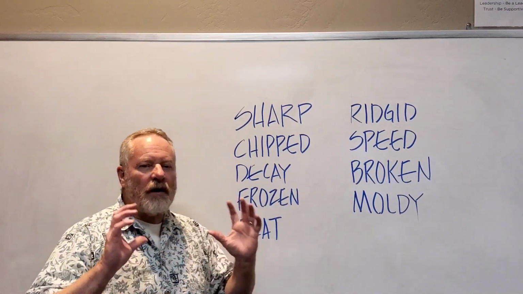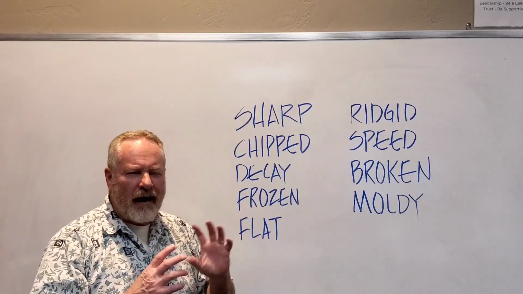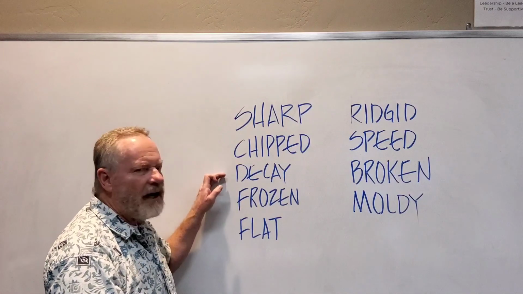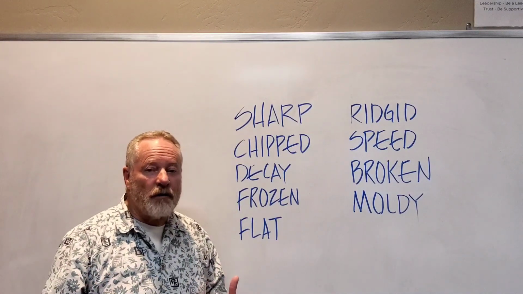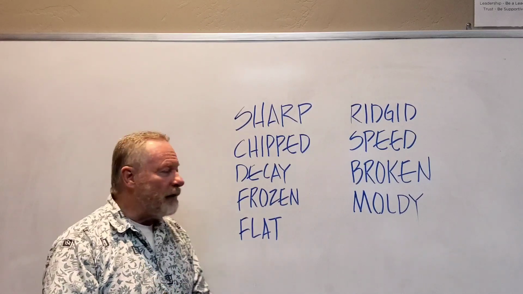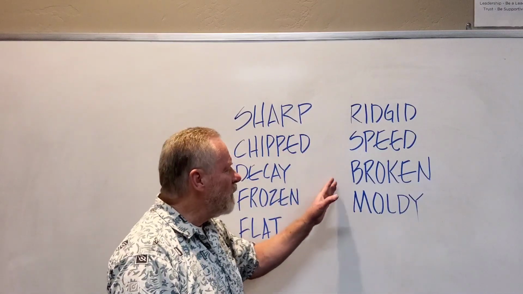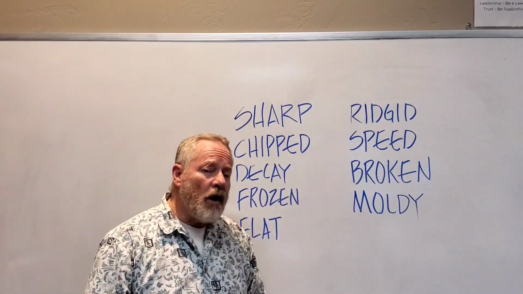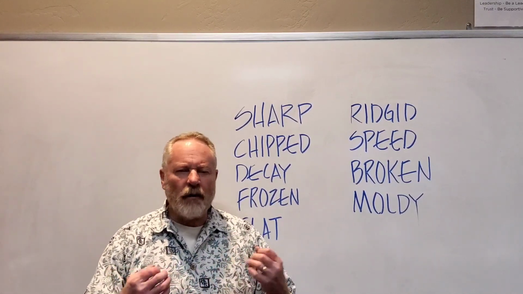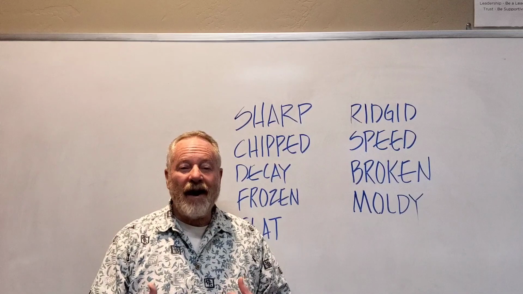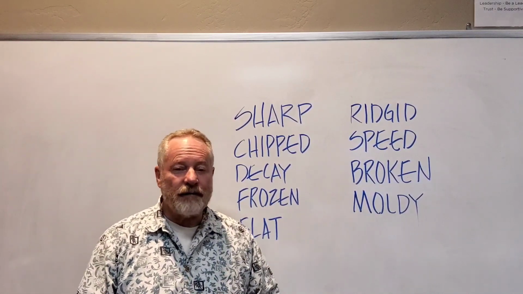Chipped. Could you write the word chipped and have it covered with little breaks or cracked lines or something? Decay, same thing. Frozen, how could you depict something that looks frozen that could make up the letters? Flat, rigid, speed, broken, moldy. These are all words that could be painted or drawn or whatever in a way that you'd say, ooh, I know that's moldy because I can see the mold all over the letters.